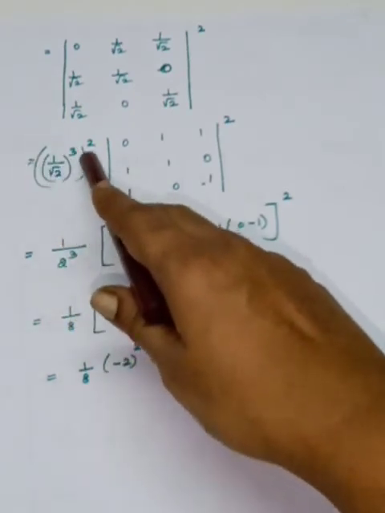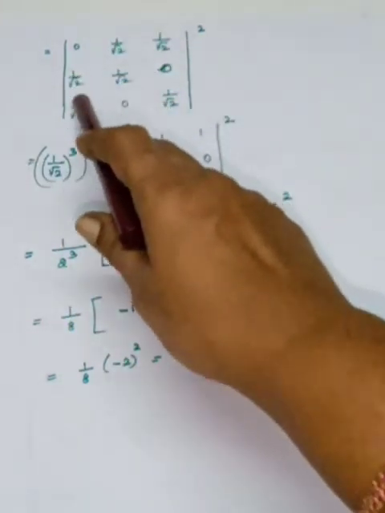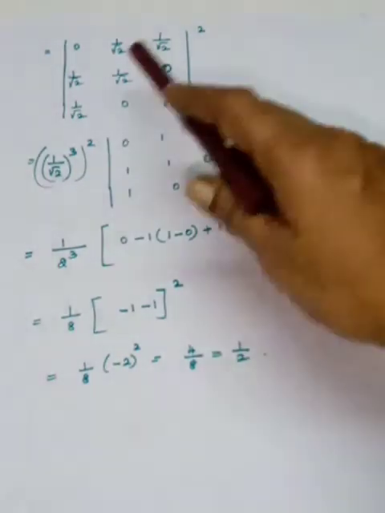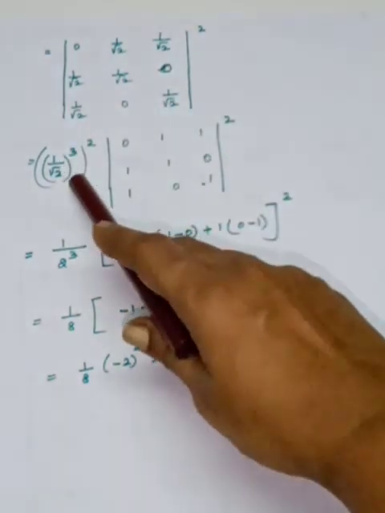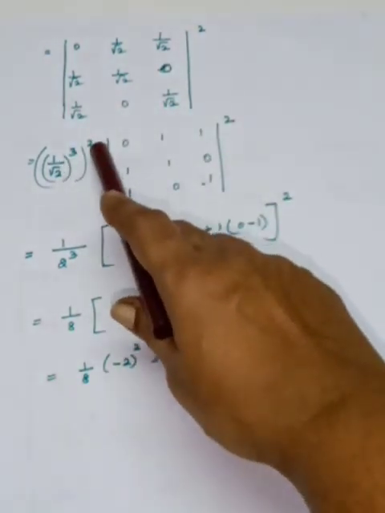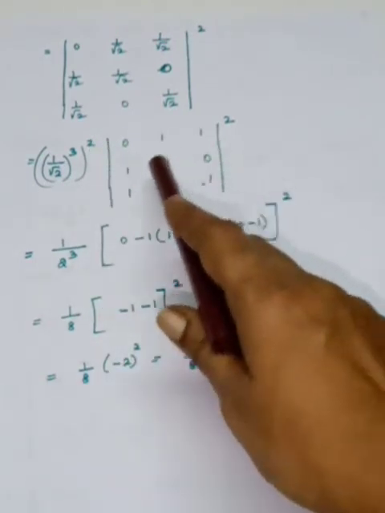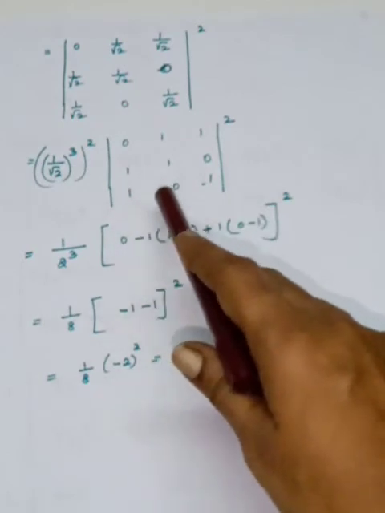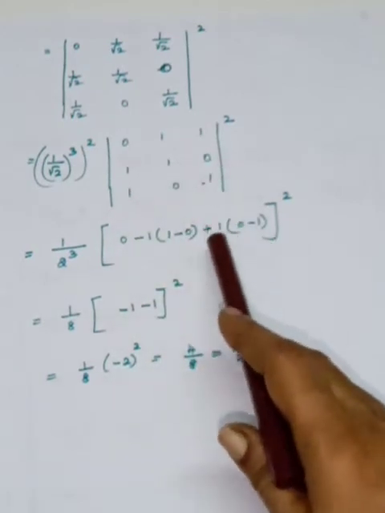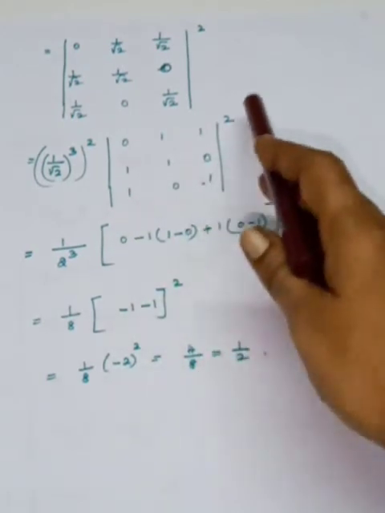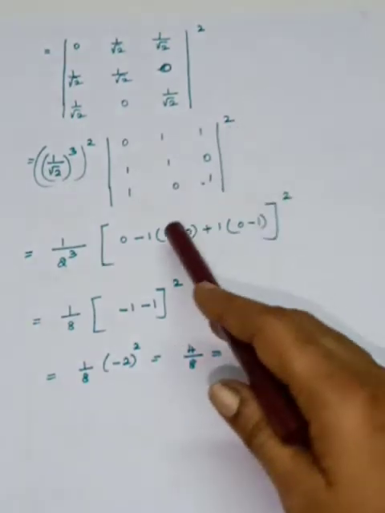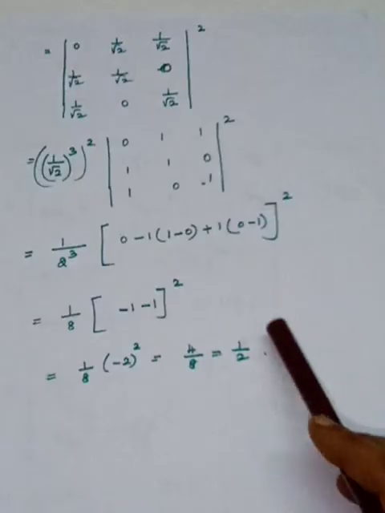Why is it raised to the power 2? Here the determinant value is the whole square. So for this value also you have to raise to the power 2. And what is remaining? It is 0, 1, 1, 1, 1, 0, 1, 0, 1, the whole square. Now you have to expand by R1.